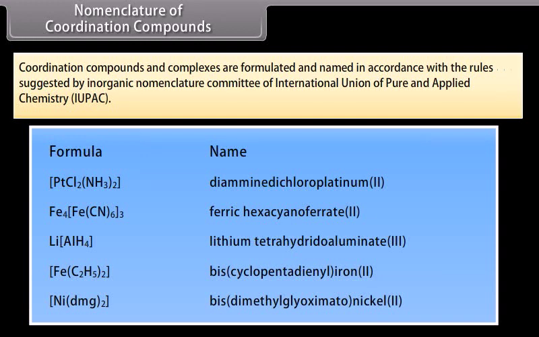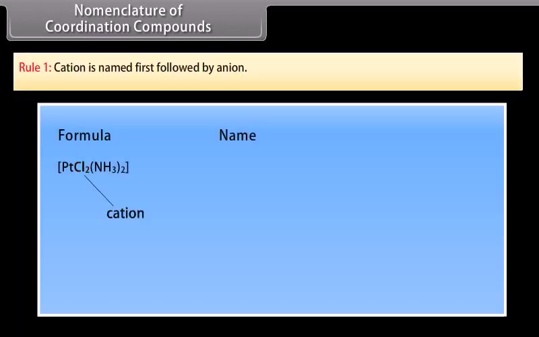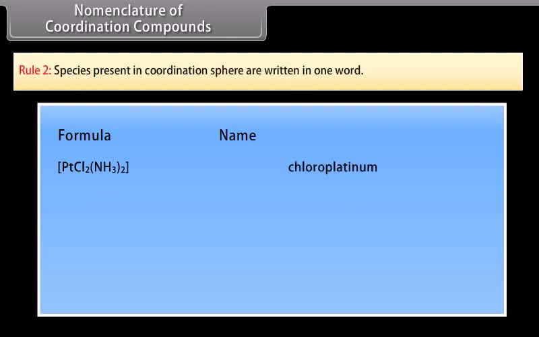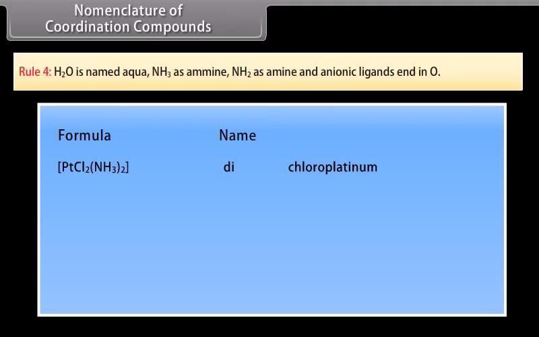Nomenclature of coordination compounds. Coordination compounds and complexes are formulated and named in accordance with the rules suggested by the Inorganic Nomenclature Committee of the International Union of Pure and Applied Chemistry. Rule 1. Cation is named first, followed by anion. Rule 2. Species present in the coordination sphere are written in one word. Rule 3. The ligands are written in alphabetical order and their number is indicated by di, tri, tetra, etc. Rule 4. H2O is named aqua, NH3 as ammine, NH2 as amido, and anionic ligands end in o.